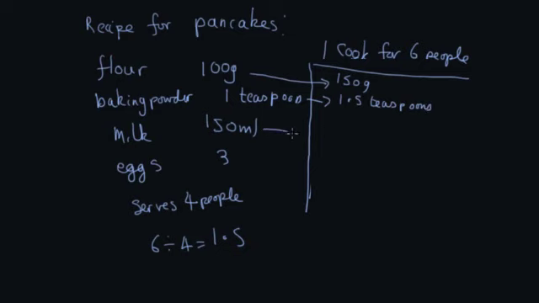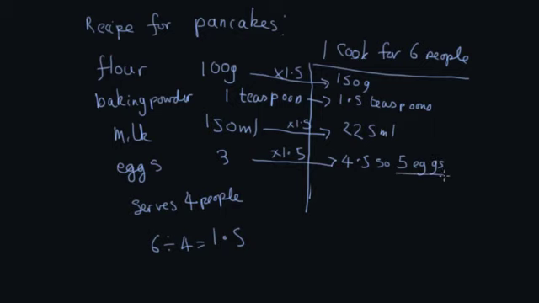The 150 mils of milk times 1.5, remember we're timesing 1.5 each time, is going to be 225 mils, and the 3 eggs times 1.5 is going to be 4.5, but we can't do half an egg, so we're going to round up to 5 eggs, because you always need a whole number of eggs.